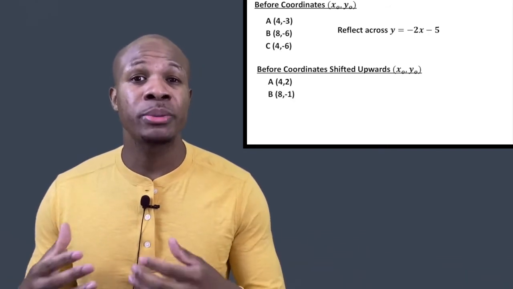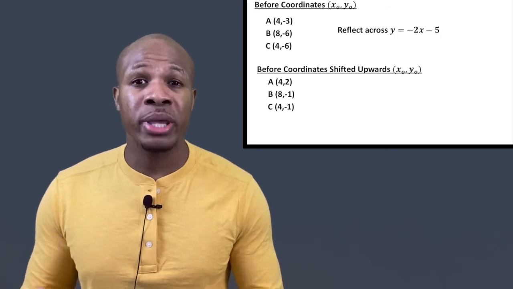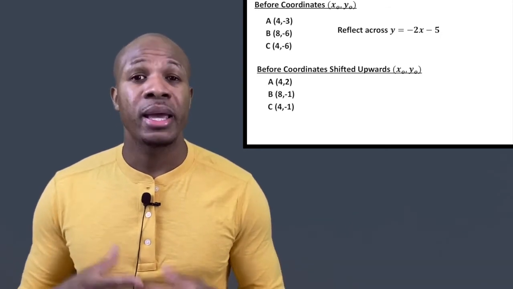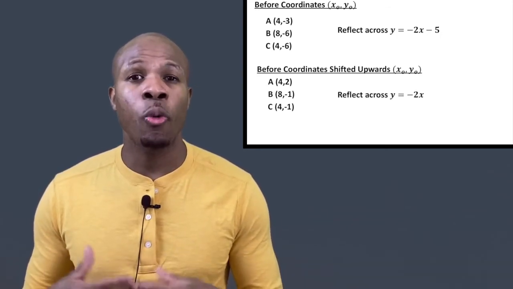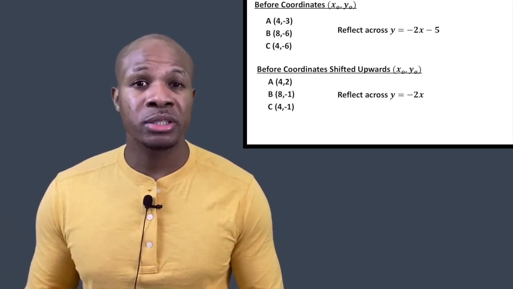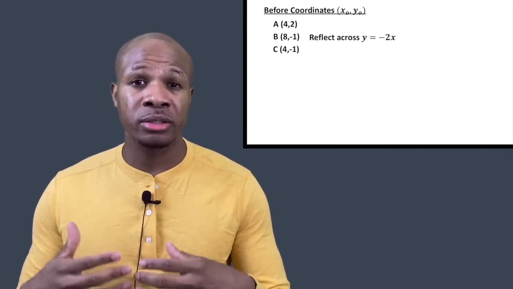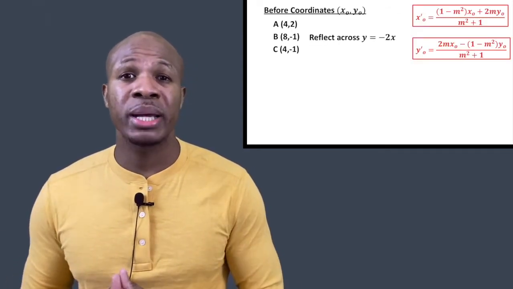Point B is going to be located at 8, negative 1. And point C is going to be located at 4, negative 1. And the equation for our line is going to become y equals negative 2x. So this is y equals mx, where m is the slope, and m is equal to negative 2. And then let's remind ourselves of the equations that allowed us to reflect across a straight line passing through the origin.